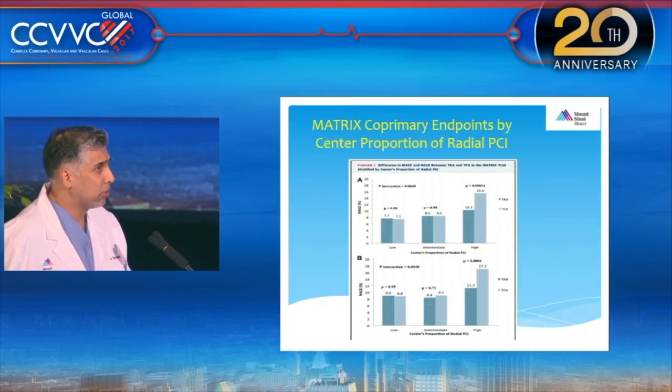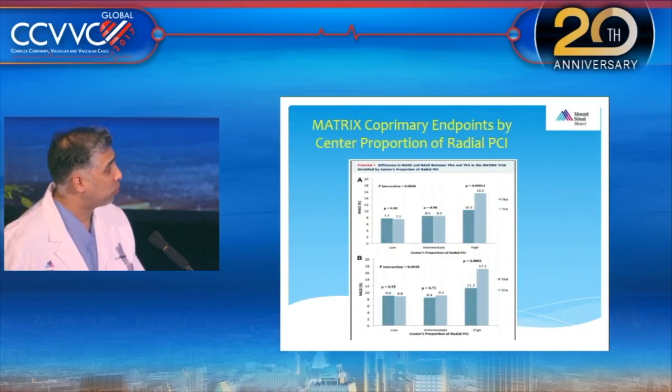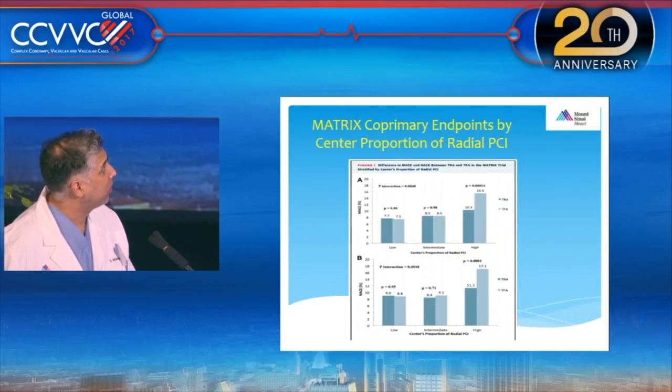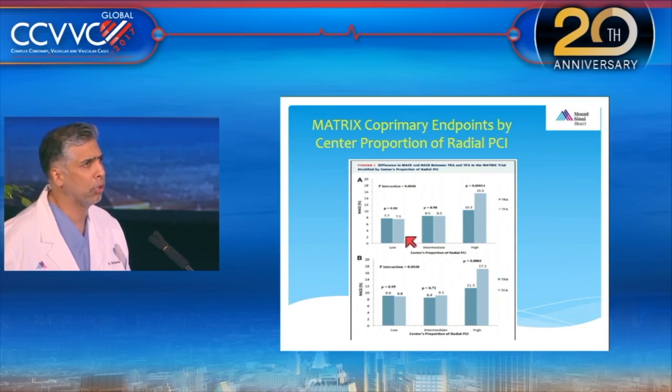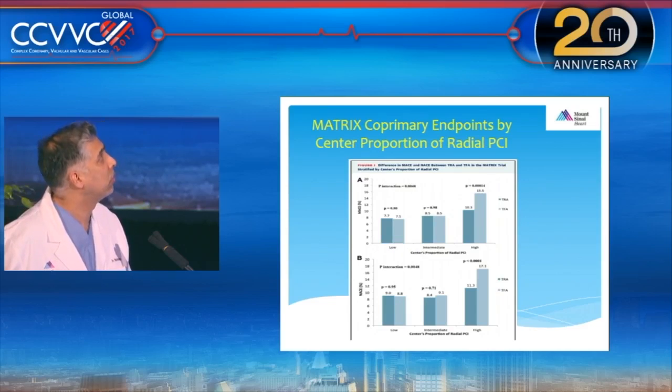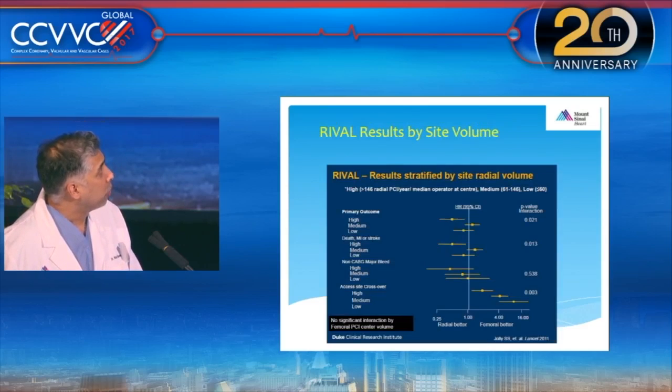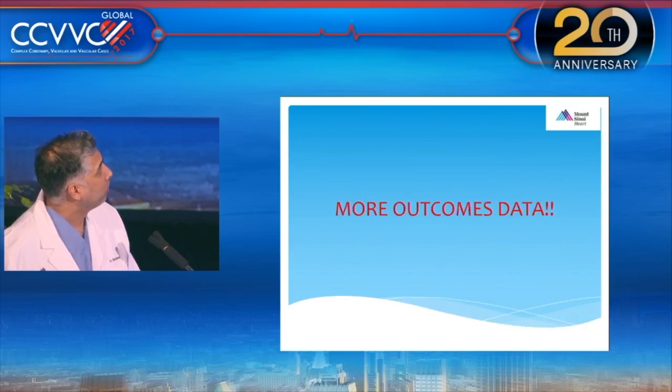It is important to understand that within these trials, the benefits were really only seen in the high volume centers. So if you see here, this is for the MACE and this is for the NACE. Significant reduction in the high volume centers, but no difference between the two groups in the low and intermediate, meaning that experience matters in this. This was also seen in the RIVAL trial where the high volume centers had a significant primary outcome.